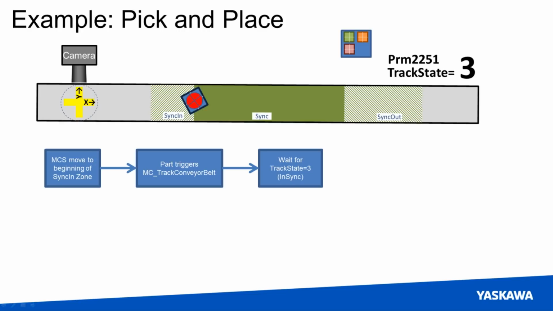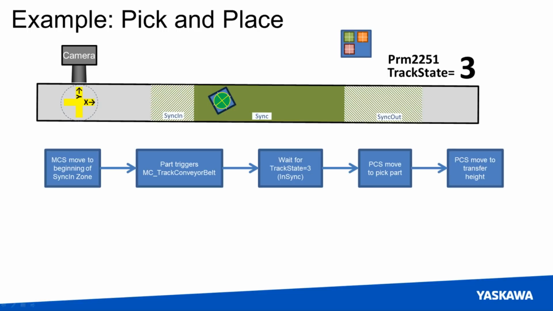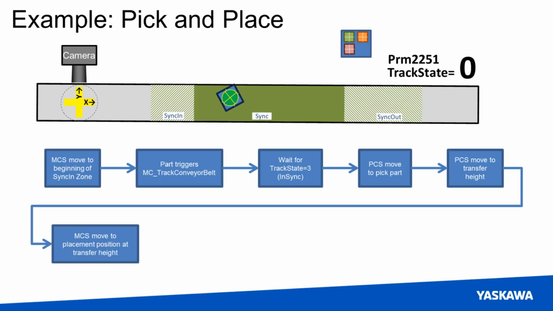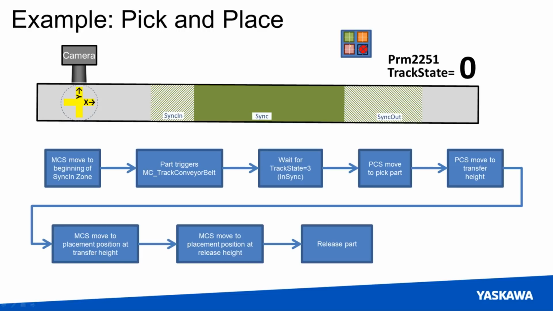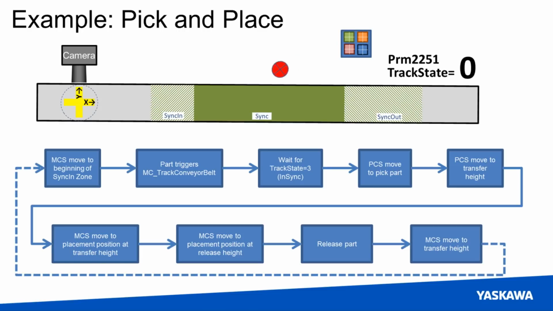And now I can command a PCS move to 0, 0, 0, that is going to move the tool down to grab the part. Then it will continue tracking as it lifts the part. And then an MCS move to our drop-off point will cancel the tracking relationship. And then I can release the part and get ready for another go.